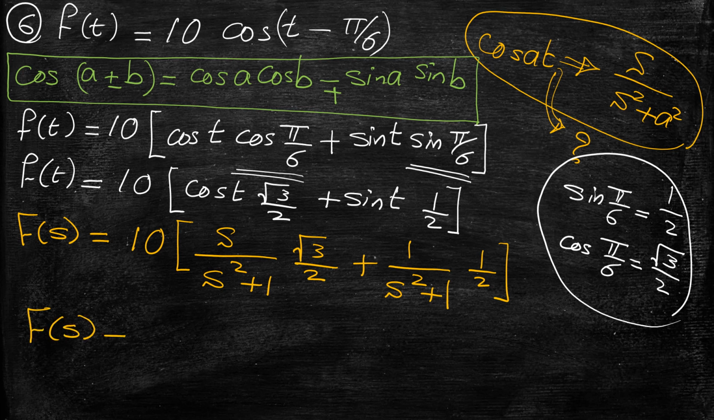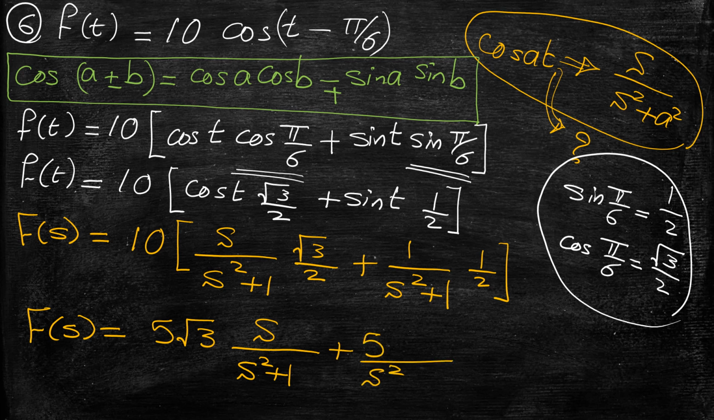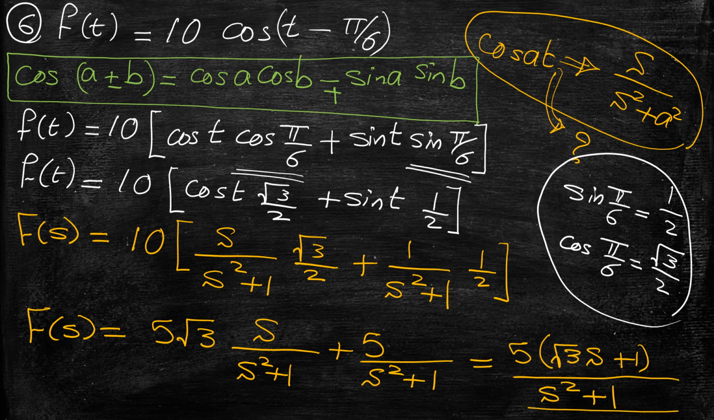So just to simplify this new line, this one will be 5 root 3 times s over s squared plus 1. And the other one will be 5 divided by s squared plus 1. We just need more simplification, which is not mandatory. We can write this as 5 times root 3s plus 1 over s squared plus 1. This is root 3. And here, the Laplace transform of this function, which is cosine t minus pi over 6.